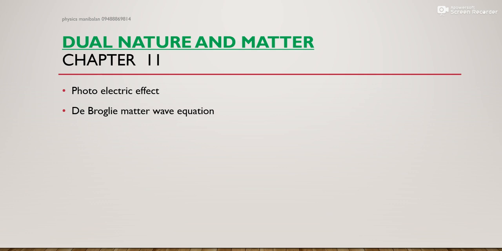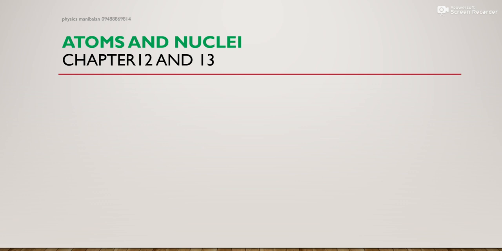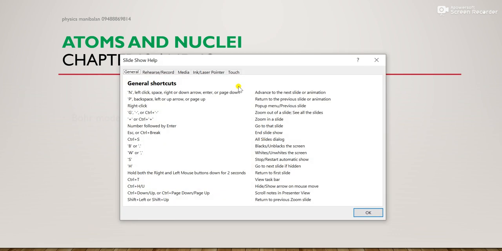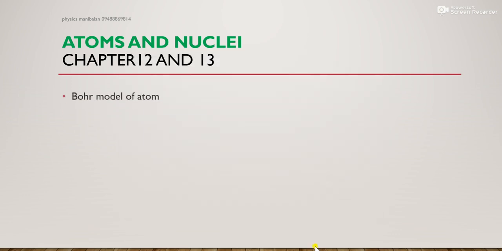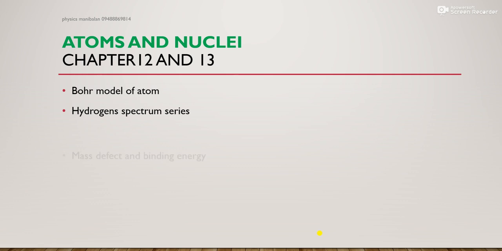The next one, chapters 12 and 13, atomic physics and nuclear physics. The question is asked from Bohr's theory, Bohr's model of atom. So hydrogen atom and hydrogen spectrum series. From both these parts the question is asked.